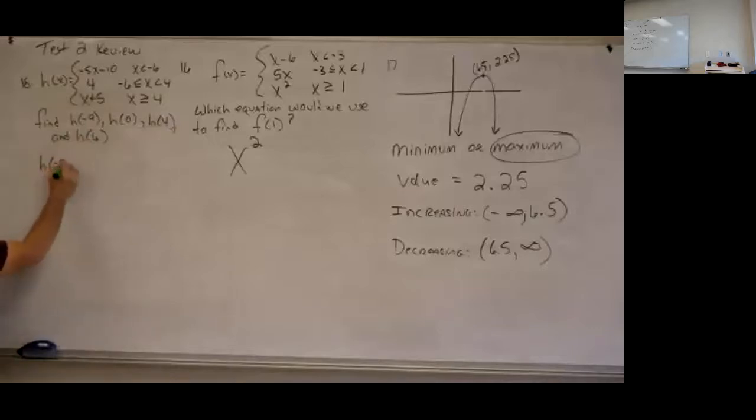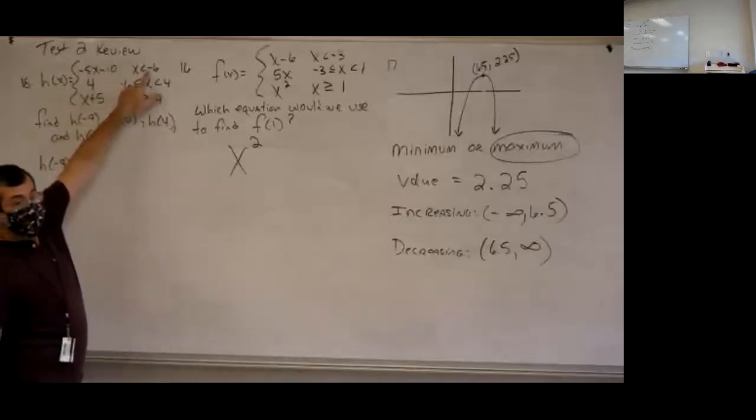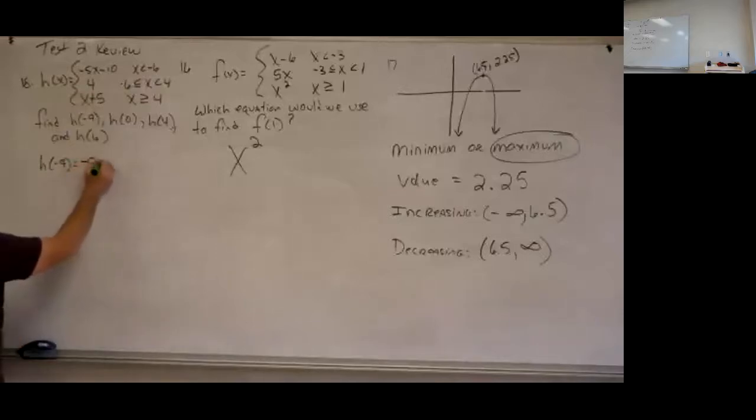So h of negative 9, you got to figure out where does negative 9 fit, and y'all, negative 9 is definitely less than negative 6. So I use the first equation, which is negative 5 times my x of negative 9 minus 10. So what's that? 45 minus 10, which gives me 35 from h of negative 9.